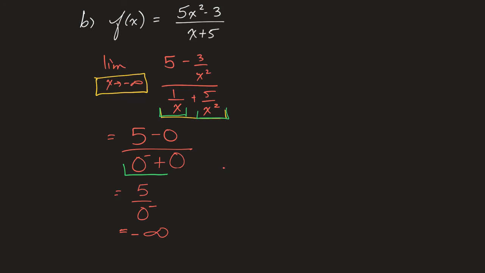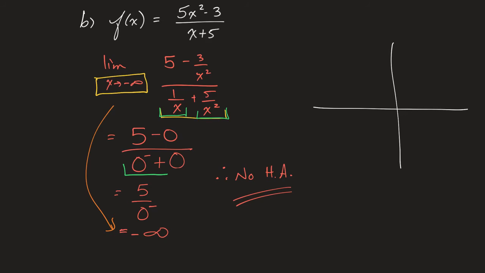Now, I just want to stop there for a second and notice that what we just found was that we have no horizontal asymptote, because look what happens when we go forever to the left. My curve doesn't approach a value. It goes to negative infinity. And so if I was to create a graph for this, then when I go forever to the left, my curve has to go down.